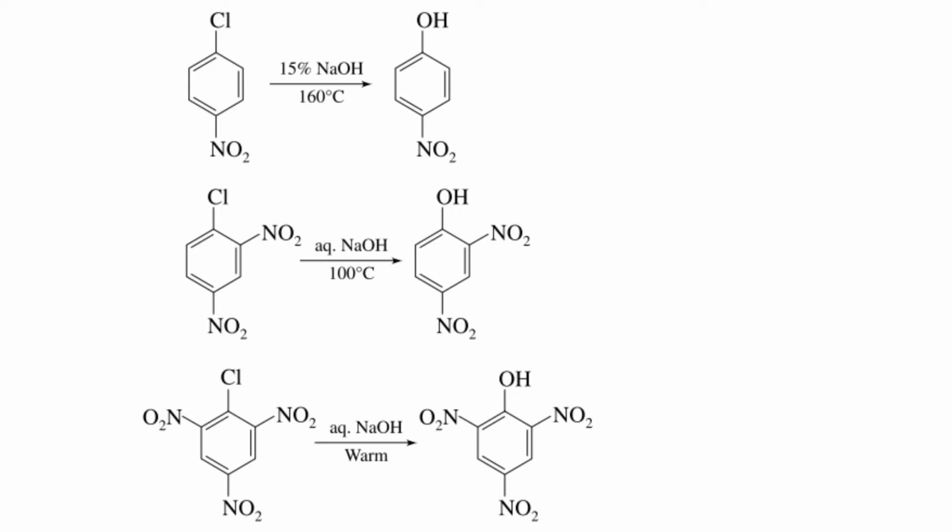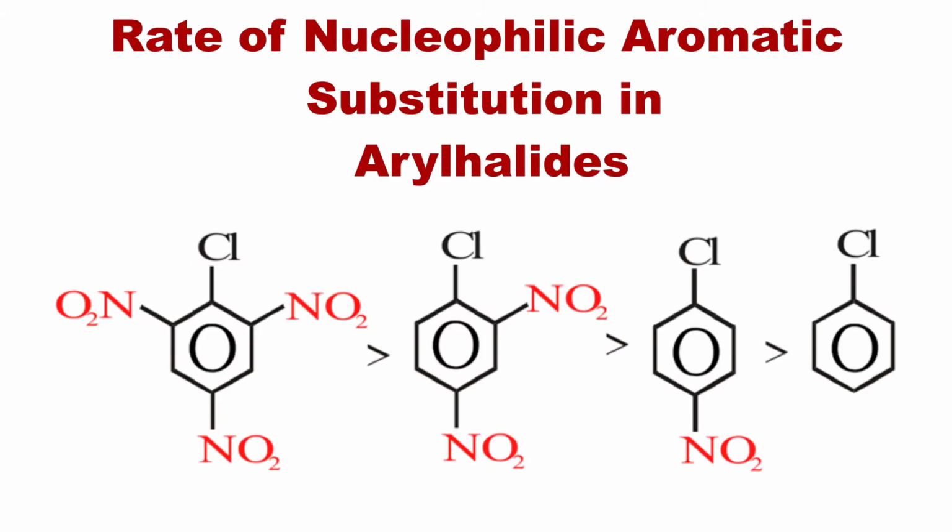Now here you can see that the trinitro substituted chlorobenzene is much more reactive than a dinitro, compared to a nitrochlorobenzene, compared to chlorobenzene. Again, the key point here is an electron withdrawing group is going to make nucleophilic aromatic substitution reaction in aryl halides much easier.